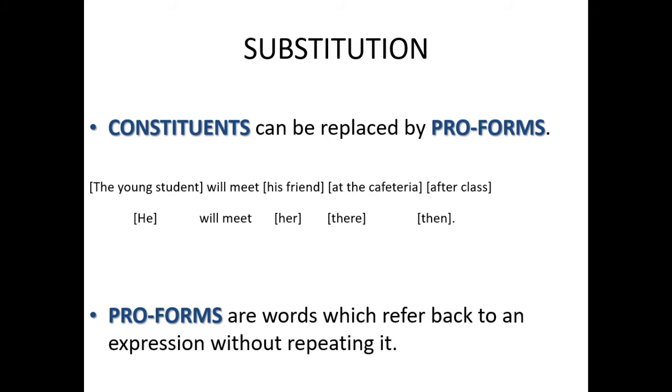There and then are adverbs. They are not pronouns. There and then are adverbs. So if you replace a sentence element with an adverb, so the young student will meet his friend there and then, this proves that at the cafeteria and after class are adverbials. Don't confuse these two words. They are not the same. Adverb is a part of speech. There and then, these are adverbs. But in the sentence, they perform the function of adverbials. So don't do that. That's a very common mistake.